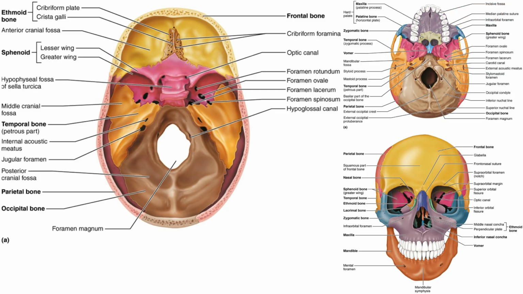Now, shifting to the internal view. Locate the optic canal, the superior and inferior orbital fissures, and the foramen rotundum. Continuing through the base of the skull, find the foramen ovale, the foramen spinosum, and the foramen lacerum. Finally, identify the jugular foramen, the internal acoustic meatus, the hypoglossal canal, and the foramen magnum, the large opening for the spinal cord.